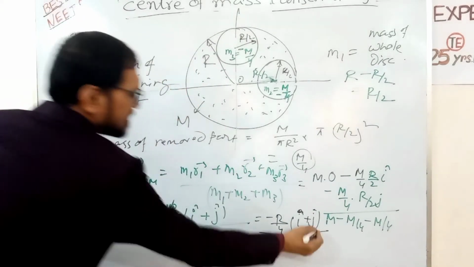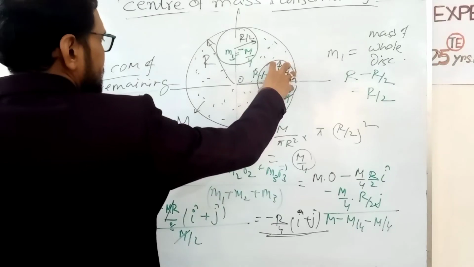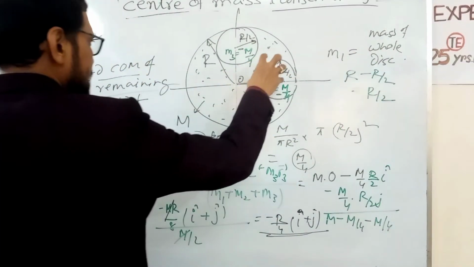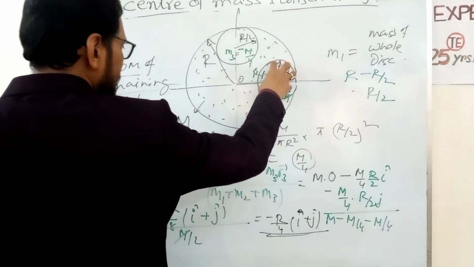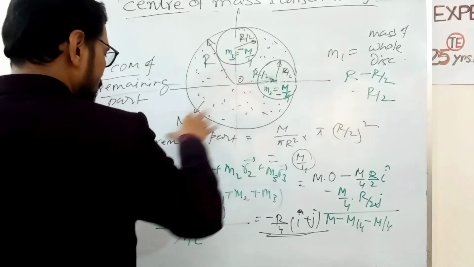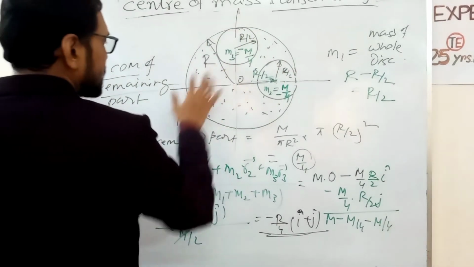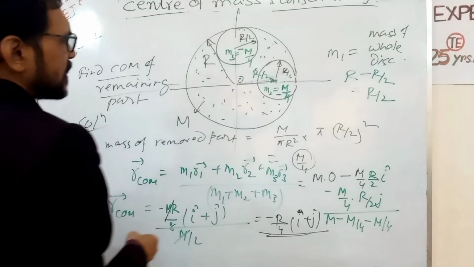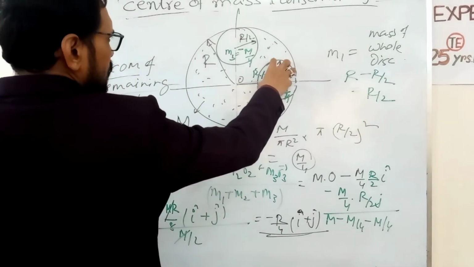So this is the answer. Okay. This part is just negative. Then if you consider m1 is the mass of the whole disk, then this negative part, and this negative part, and the whole complete disk form the remaining part, because positive and negative will produce the empty mass, zero mass. This is zero.